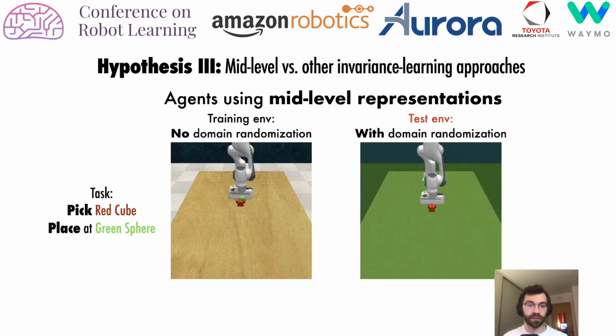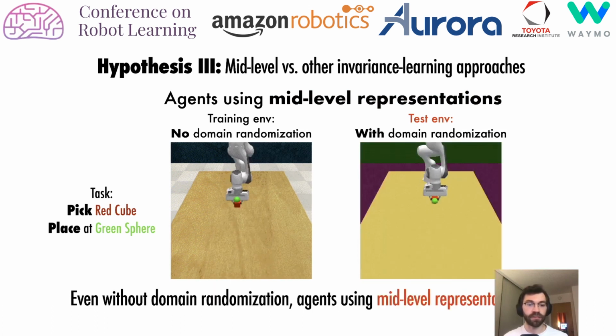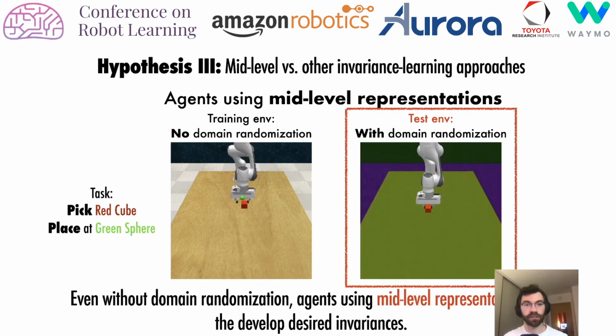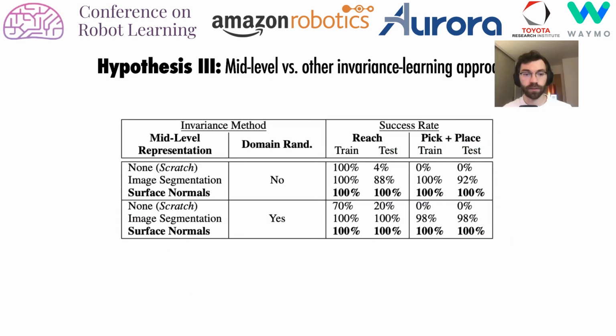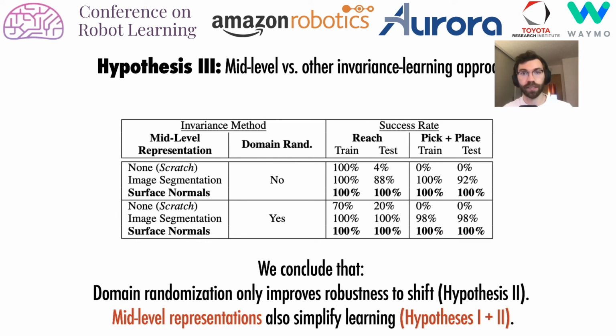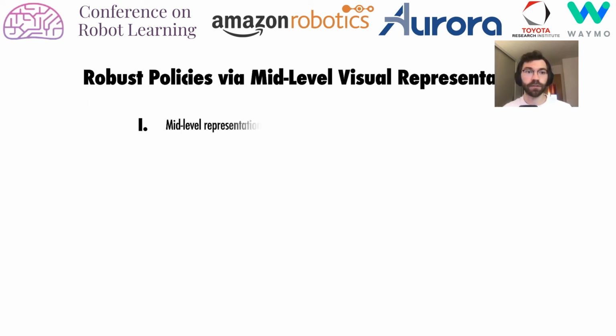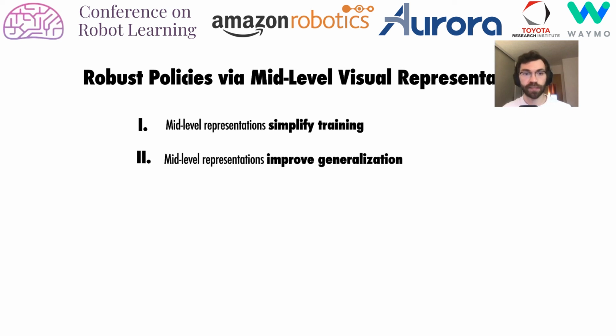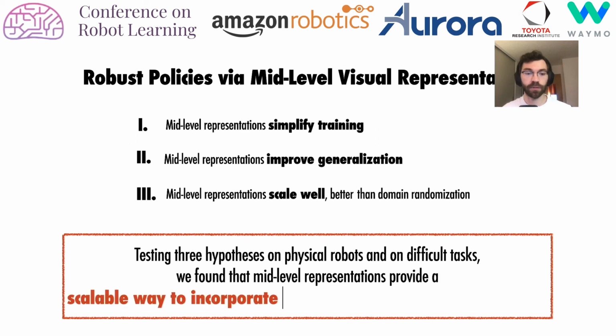But even without this domain randomization, agents using the mid-level representations still develop the desired invariances. We can quantify this and conclude that domain randomization can improve robustness to domain shift, but mid-level representations do this and also simplify learning. In conclusion, we argue that mid-level representations should be the default inputs for training in RL, because they provide a scalable way to incorporate invariances.